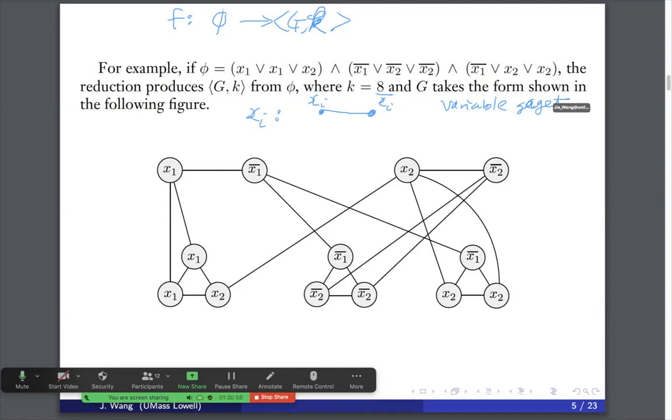Okay, and then for each clause, let's say this is a clause, we can just say L1, L2, L3 for each clause. I'm going to make a clause gadget. That is just a triangle. Now we need to have this picture in our head, which will make things easier when we explain. So this will be L1, L2, L3, they are all connected. And this is called a clause gadget.